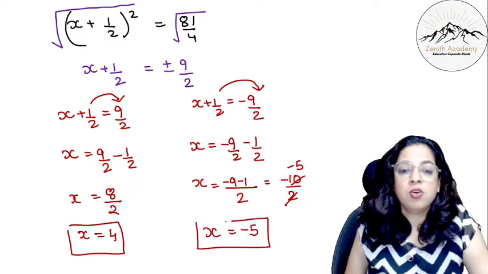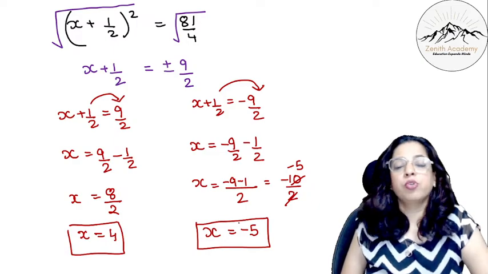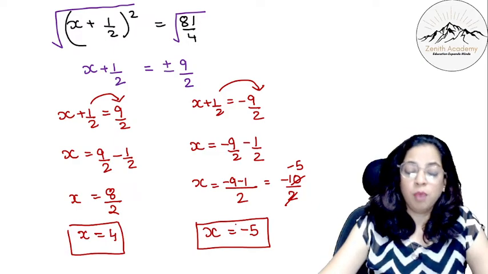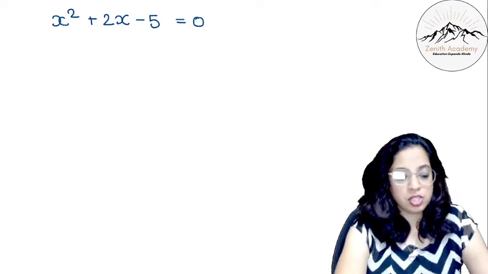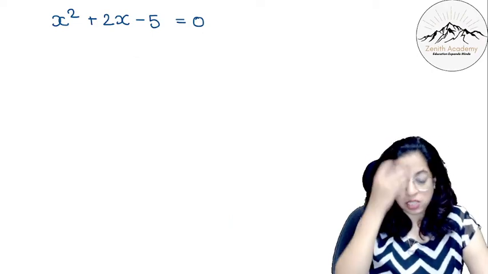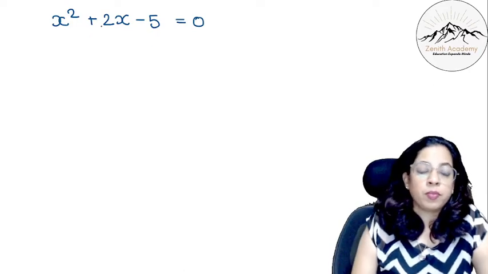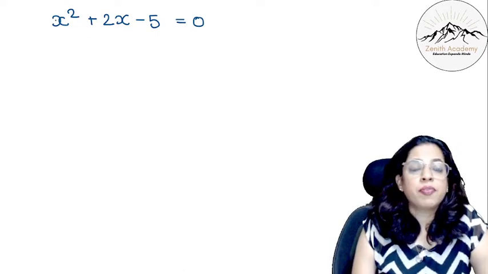So this is how we have got two roots of this quadratic equation. I hope now things are getting clearer. Now let's see the next question. x square plus 2x minus 5 is equal to 0. Okay. So the first step is already done.